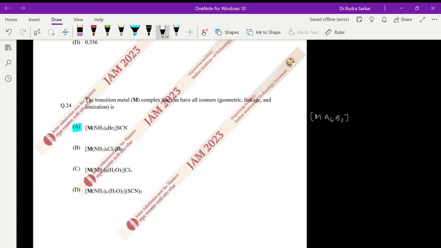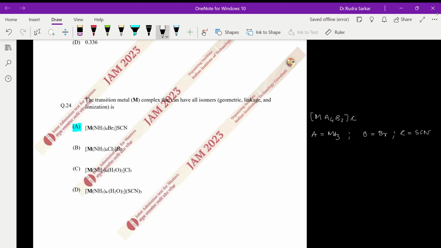So now we have been given something like an Ma4B2C. Okay, so we are defining that over here A is the NH3 ligand, and B over here is obviously Br, and C over here is SCN, which is the ambident ligand.